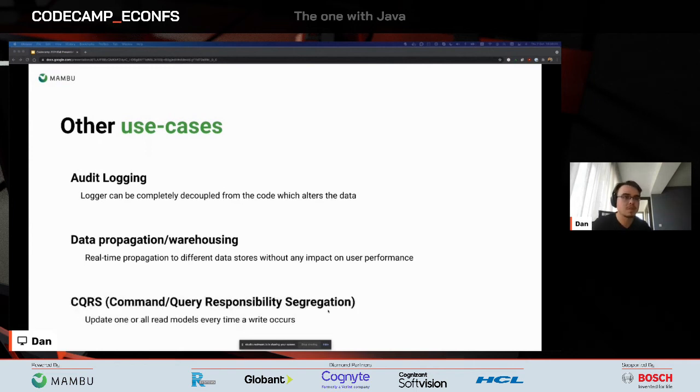And last but not least, it's also a nice pattern to use when implementing CQRS. So basically, every time a command is executed and the state of the data is changed, we can pick up those updates and read and update one or more read models based on the changes that have been happening.